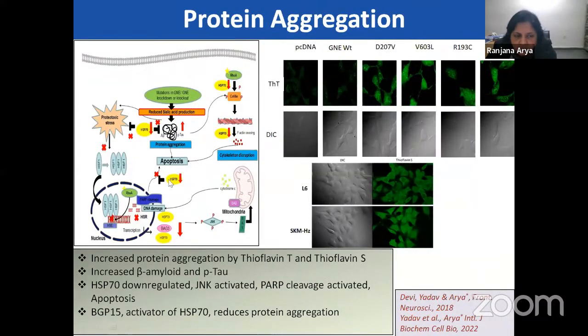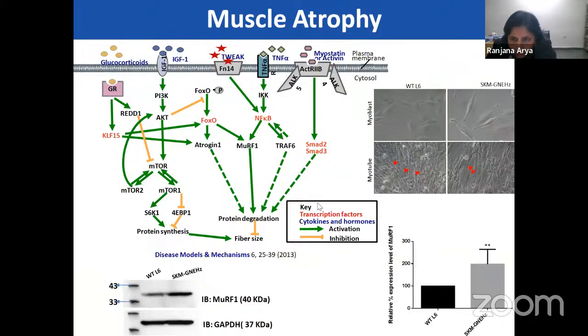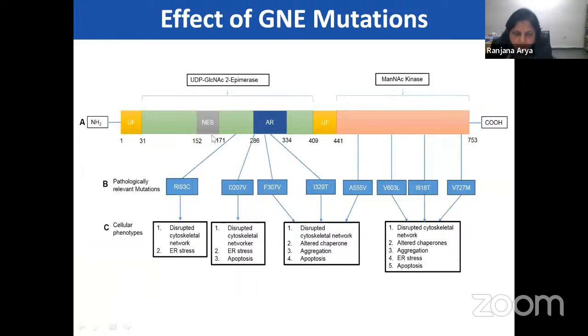Interestingly, we found that a chaperone, HSP70, was interacting with GNE, and it was downregulated in these GNE deficient cells, and its activator BGP15 was reducing the protein aggregation. And also interestingly, we have seen that muscle atrophy, with changes in the muscle mass and atrophy markers, was upregulated, and there are molecules which can now alter the muscle atrophy function. So in summary, with the effect of mutations, we have different Indian mutations, and they all have different pathways that were affected.